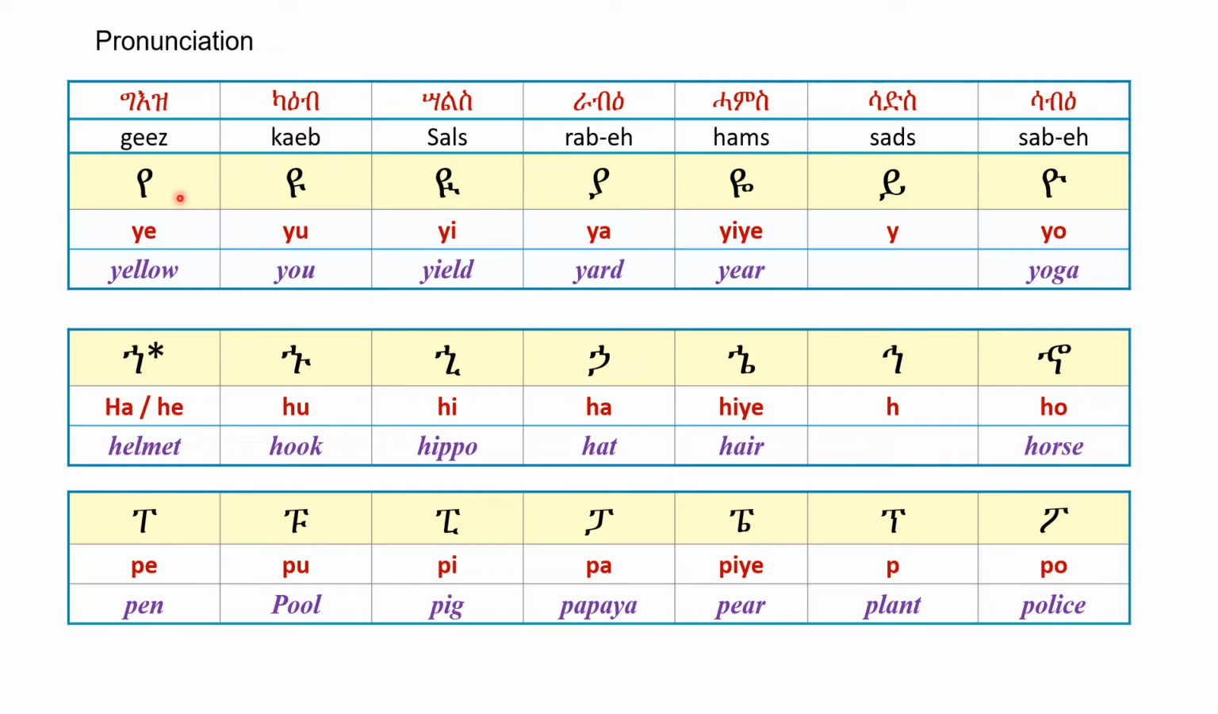Let us see the pronunciation similarity to English words. Ye, like yellow, yu, like you, yi, like yield, ya, like yard, ye, like year, yo, like yoga. Ha, like helmet, hu, like hook, hi, like hippo, ha, like hat, he, like hare, ho, like horse. Pe, like pen, pu, like pool, pi, like pig, pa, like papaya, pie, like pear, pe, like plant, po, like police.